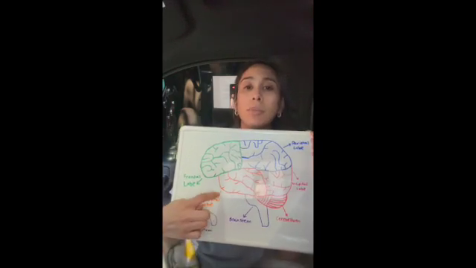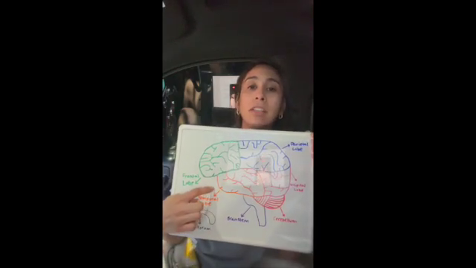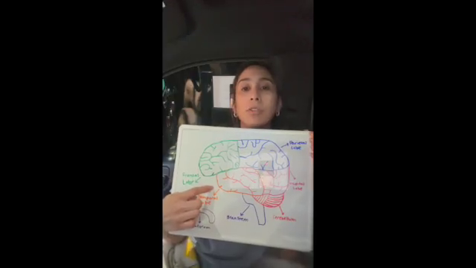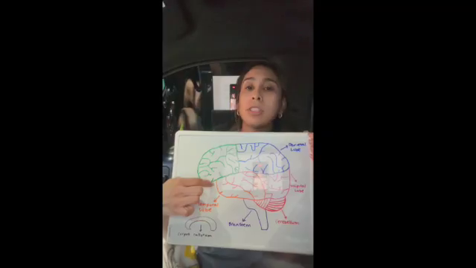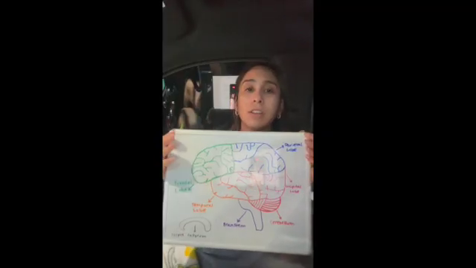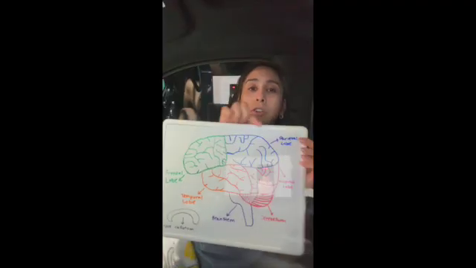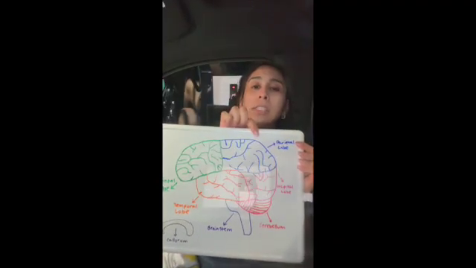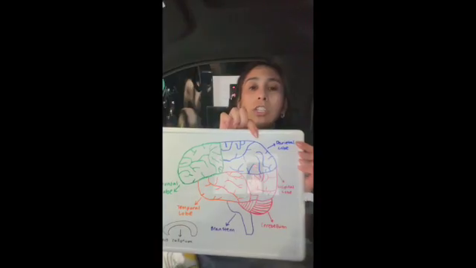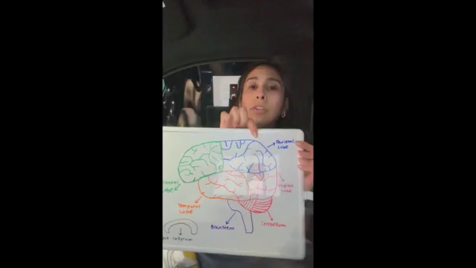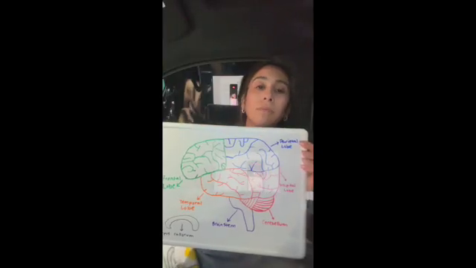The temporal lobe is located right here, and its function is hearing and memory. That is why it is located on this part, close to the ear, for us to be able to hear. The parietal lobe is right behind the frontal lobe, and that helps us detect temperature, touch, and pain. Because of its location, it is able to touch every part of the body.